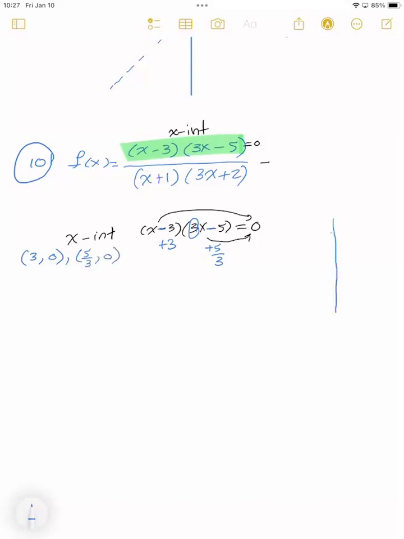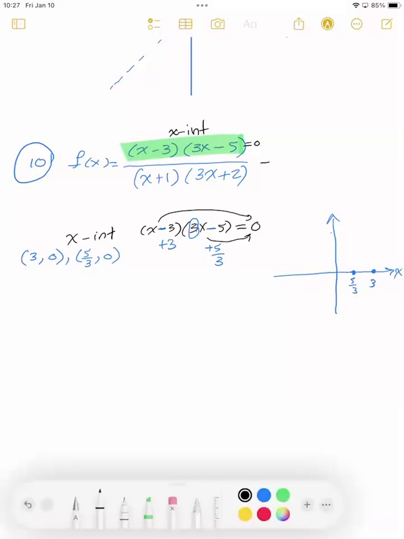So if you were to graph this function, your x-intercepts are going to be at 5 over 3. Let's say this is 5/3 and 3. So these are your x-intercepts. Your graph is going to cross the x-axis or touch the x-axis somewhere here.